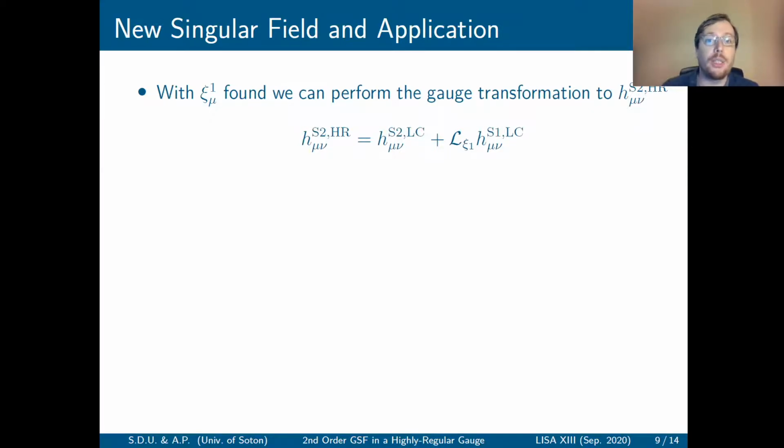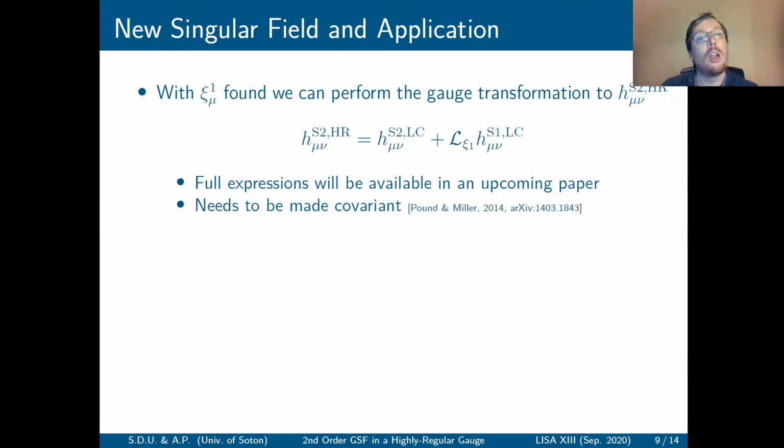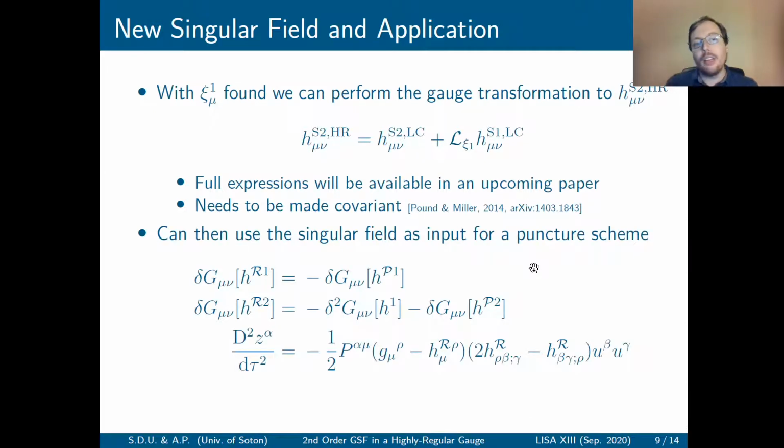With our gauge vector found, we can perform the gauge transformation to the highly regular gauge as so. Full expressions are unfortunately prohibitively long to include here, but they will be available in an upcoming paper. One thing that needs to be done is that it needs to be made covariant. They're only available in Fermi-Walker coordinates at the moment, so they would need to be made covariant using the techniques in this paper. We then can use the singular field as an input for some numerical schemes, such as the puncture scheme, where we solve these coupled sets of equations to determine the evolution of our system.